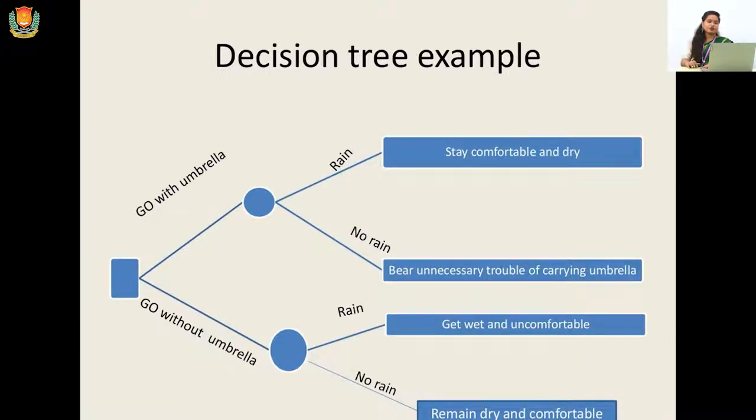Like this, I have taken an example: if I go out with an umbrella or without an umbrella, there are chances that there can be rain or that there cannot be rain. So in every situation, I have to work out the results too. If I'm going with the umbrella and there is rain outside, I will stay comfortable and dry. But if there is no rain and I have taken the umbrella with me, obviously I need to bear the unnecessary trouble of carrying that umbrella, right?